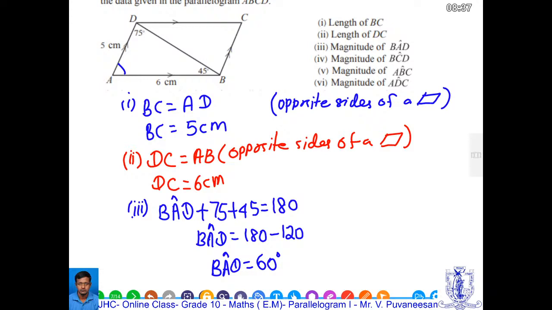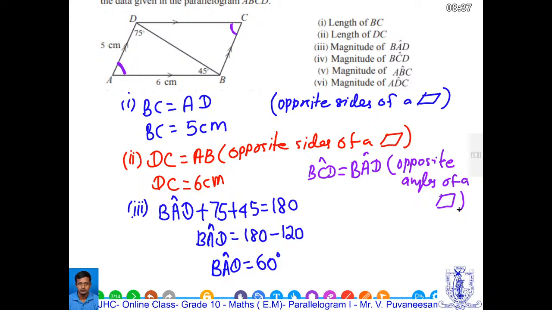Next one, magnitude of BCD. BCD equals BAD, this angle equals this angle, because opposite angles of a parallelogram are equal. Reason: opposite angles of a parallelogram. So BCD equals, we already found BAD, that is 60 degrees.